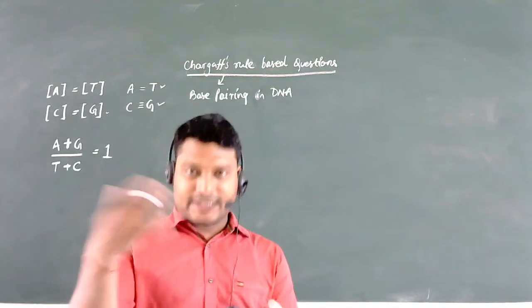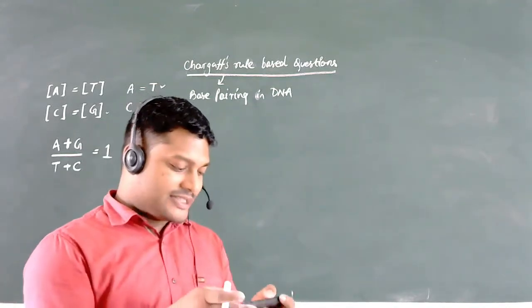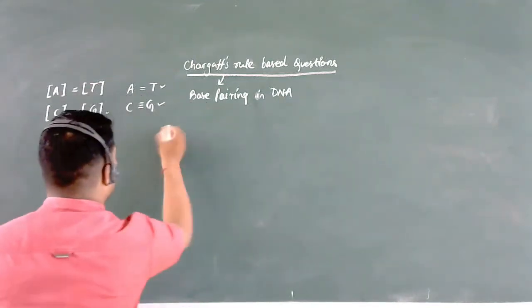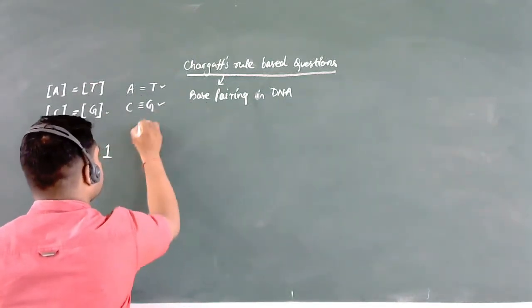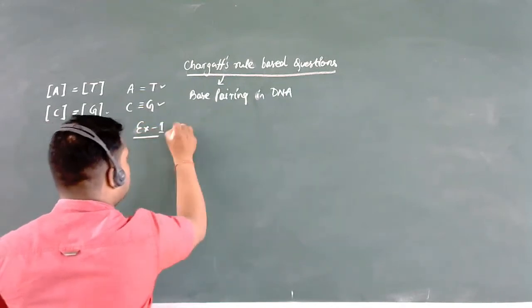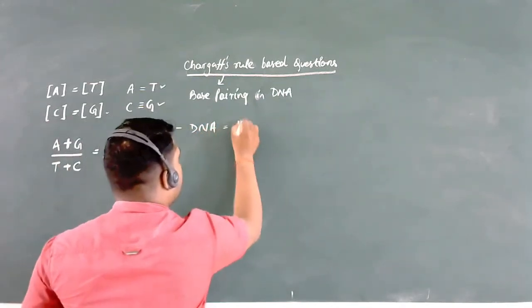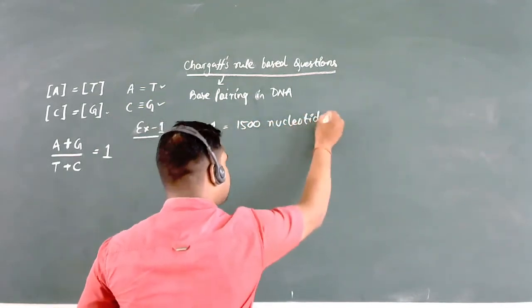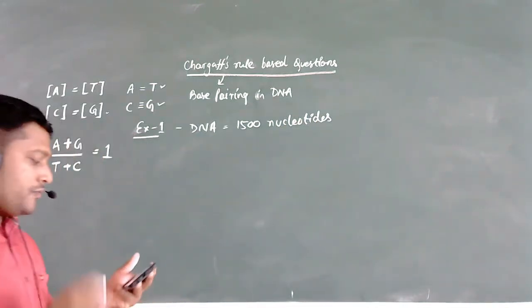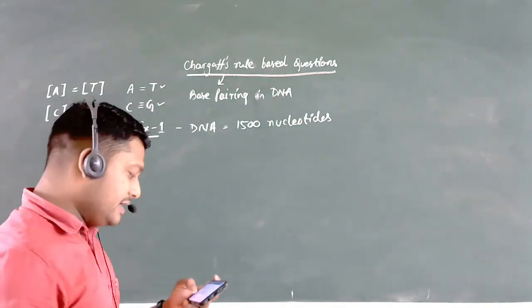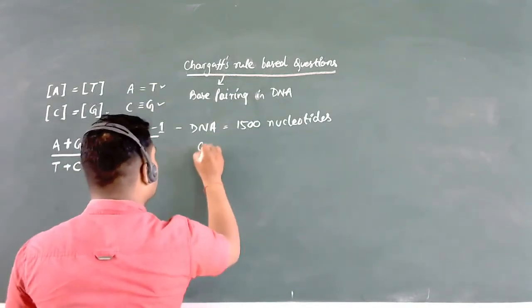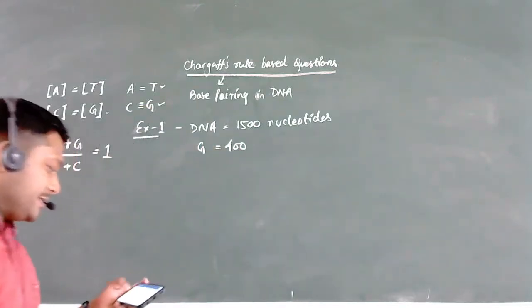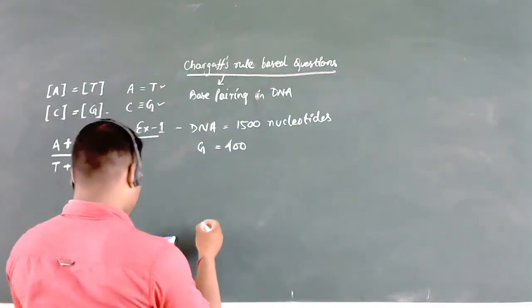I'm going to first read the question, then we'll write it down. A segment of DNA has a total of 1500 nucleotides, out of which 400 are guanine containing nucleotides. So they have given the amount of guanine, 400 out of that 1500. They are asking how many pyrimidines there are.